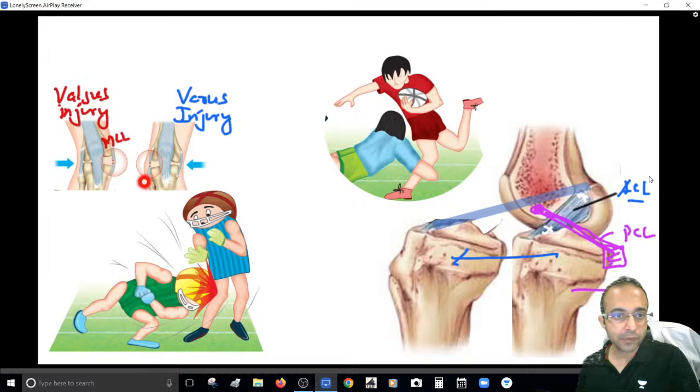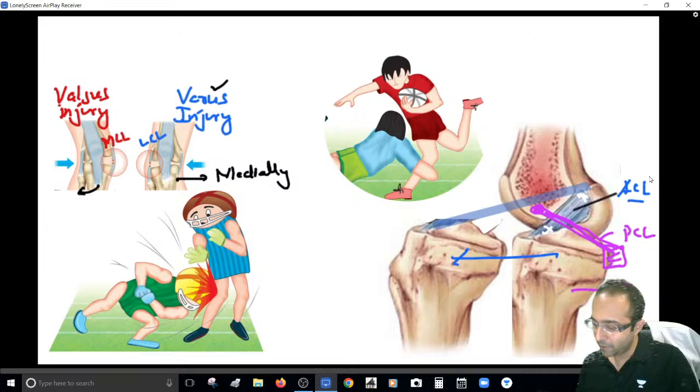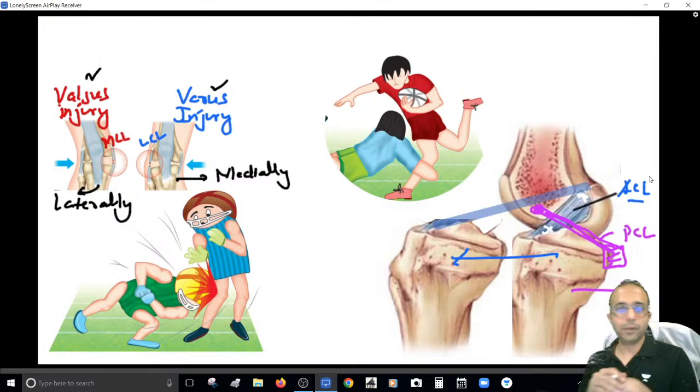And you can very well imagine that if this tibia goes in a medial direction, so this will be tibia going medially because this is fibula. Fibula is a lateral bone. So if the tibia goes medially, it will stretch this LCL. Okay. So tibia here is going medially, so I am calling it a varus injury. Tibia here is going laterally, so I am calling it a valgus injury.